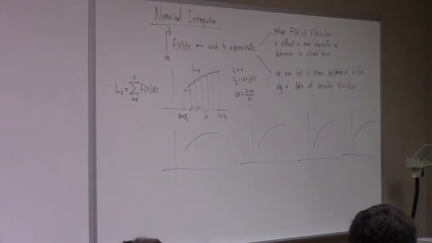Obviously, this is an underestimate because our function's increasing. There's always a little bit you're missing at the top of each box. Each approximating rectangle falls a little bit short.